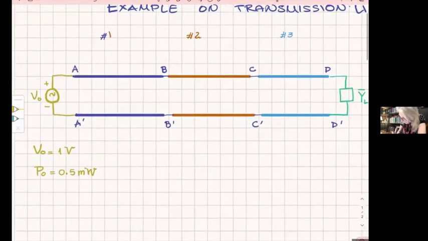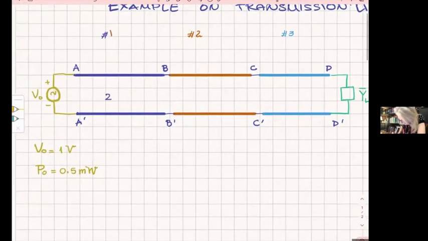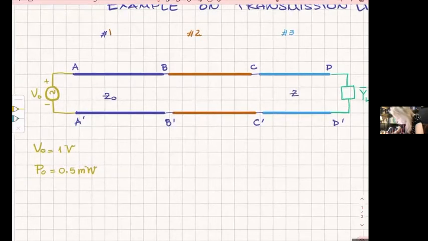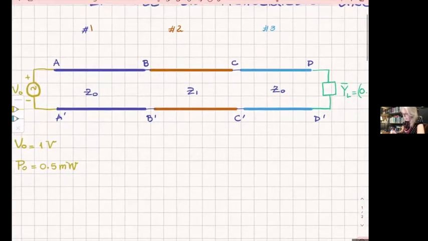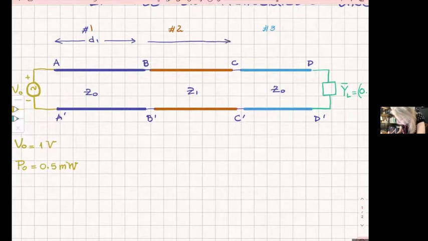And as I said, the characteristic impedance of this line 1 is Z naught, of this one is Z naught, of this one is Z1. And now I'm giving you that the length of line 1 is D1, the length of 2 is D2, and this one is D3.